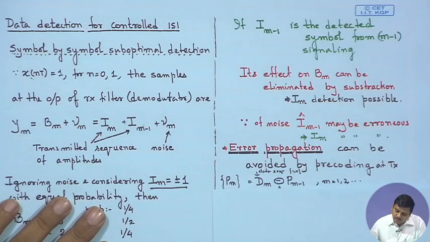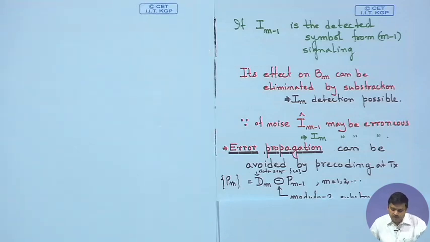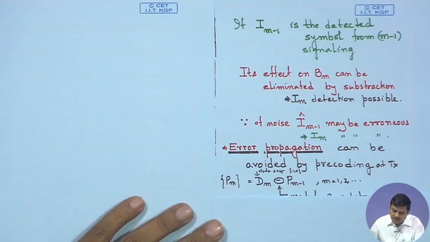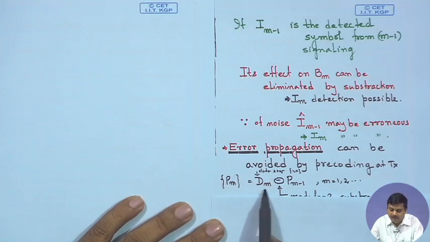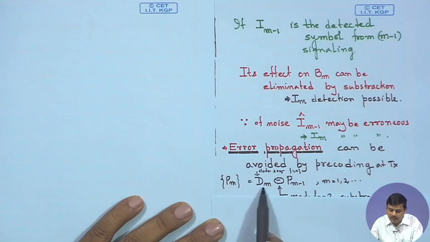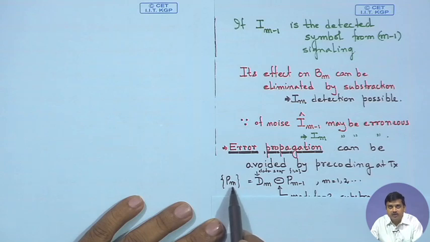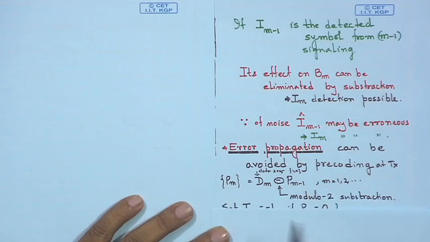Error propagation can be avoided by precoding techniques. If we use certain precoding techniques, we can remove the error. What we can do is, at the transmitter, produce P m as d m modulo 2 subtraction of P m minus 1, where P m is the output and d m is the data sequence of zeros and 1. So, P m would be zeros and ones, using a memory of the previous output. Since it is a modulo 2 operation, we are going to get P m as zeros and ones.